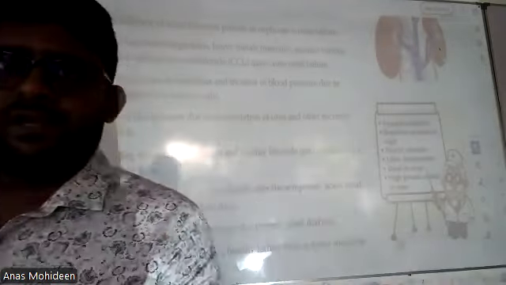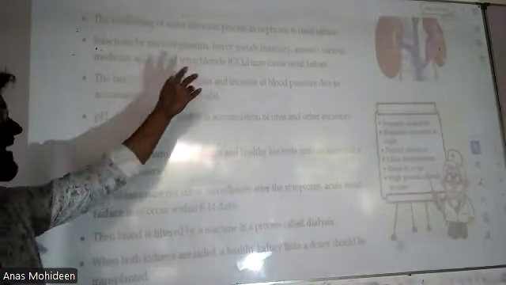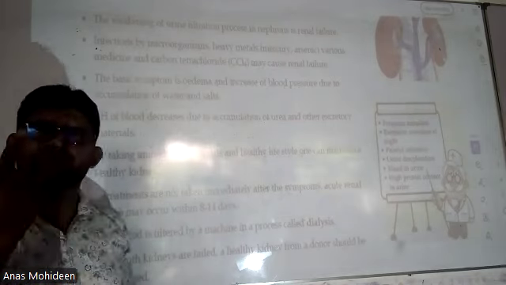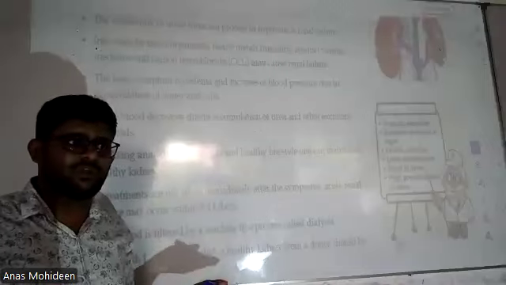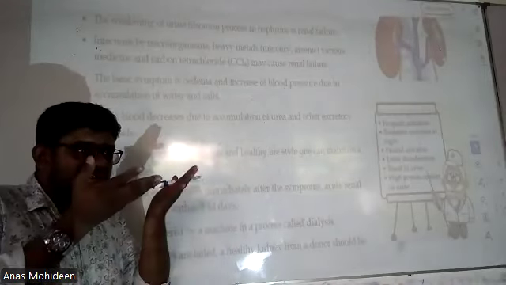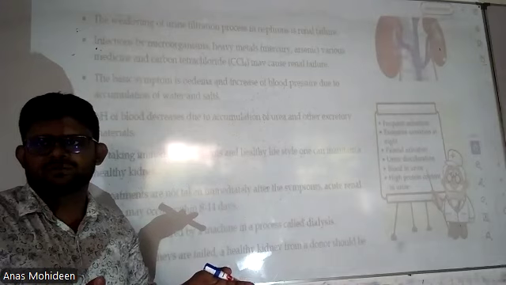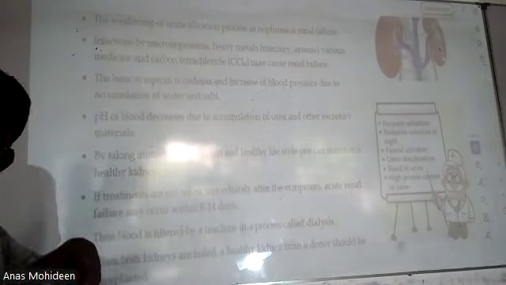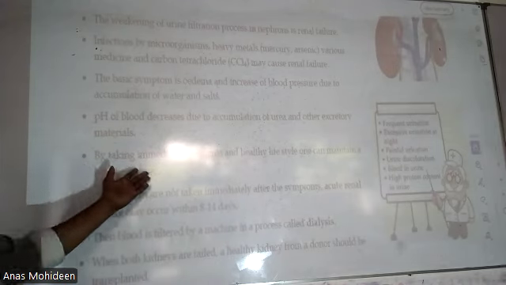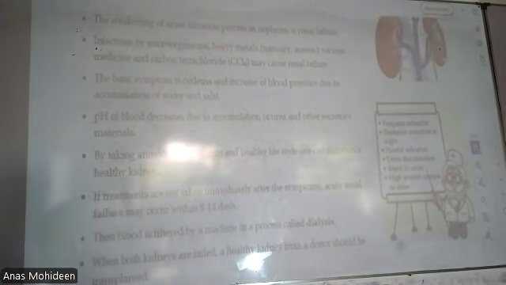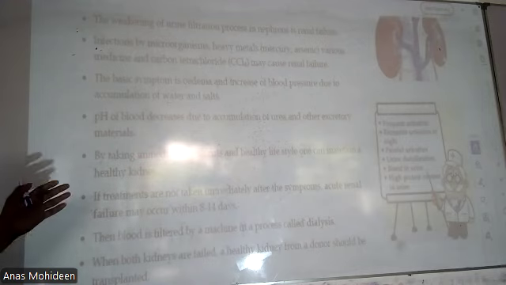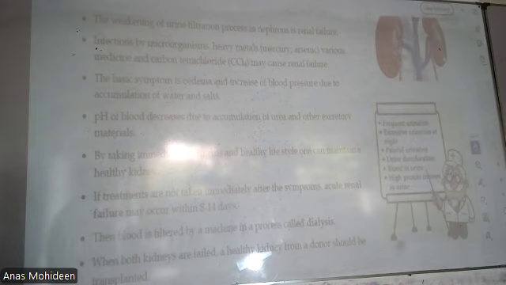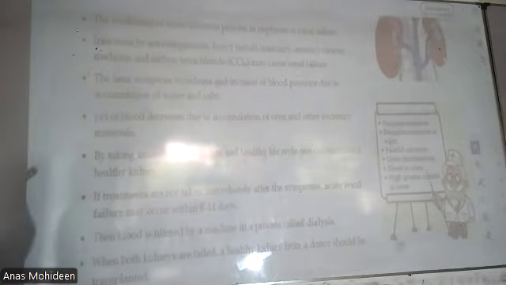Renal failure: the pH of blood decreases due to accumulation of urea. Urea and uric acid, when increasing, make an acidic medium, so the pH is reducing, which means it goes towards acidic. By taking immediate treatment and a healthy lifestyle, one can maintain a healthy kidney. If treatments are not taken even after diagnosis, within 8 to 14 days, within 2 weeks' time, it may lead to the next level of worse condition.